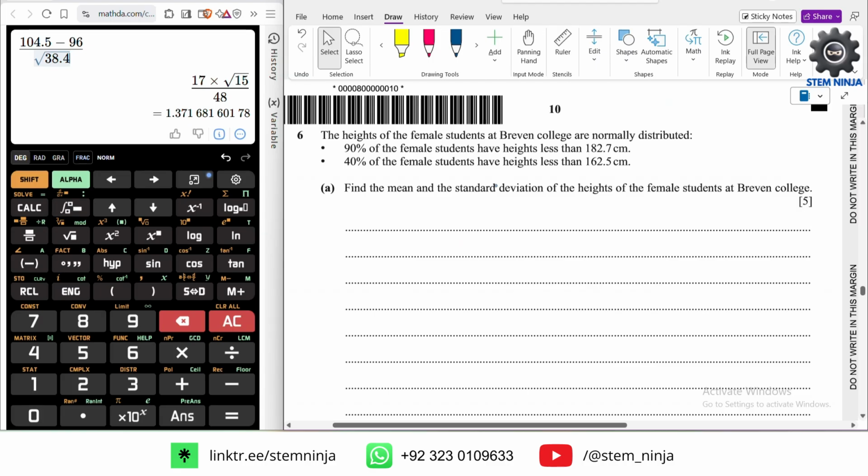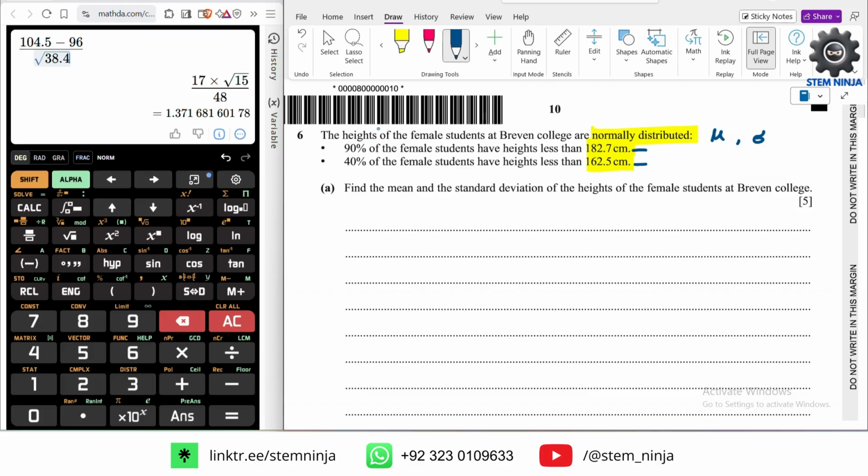Question number 6. The heights of the female students at Brevin College are normally distributed. 90% of the female students have heights less than 182.7. 40% of the students have heights less than 162.5. Since they're normally distributed, we don't know the mean and we don't know the standard deviation. But they're giving us a clue to these two. So they're giving us two conditions.